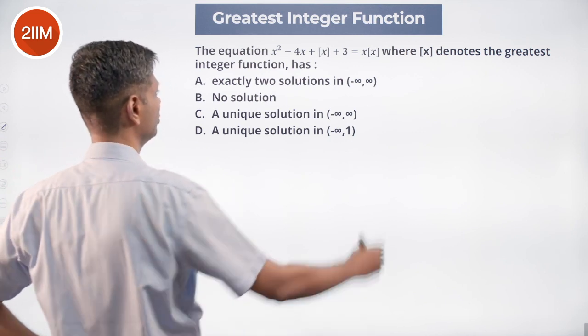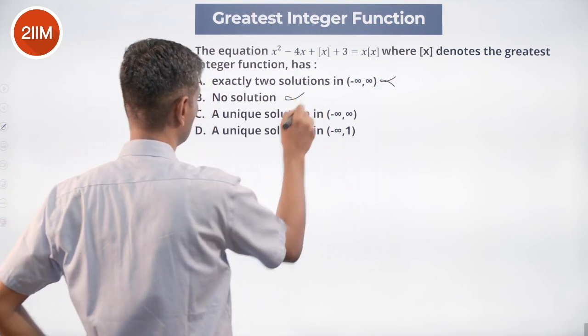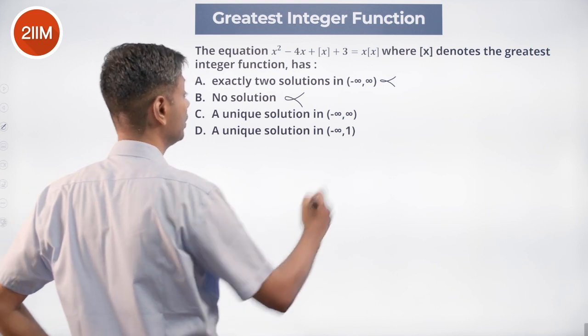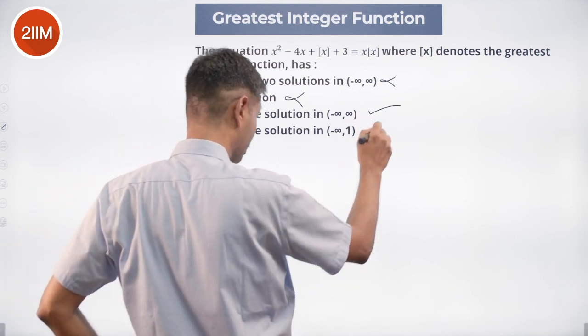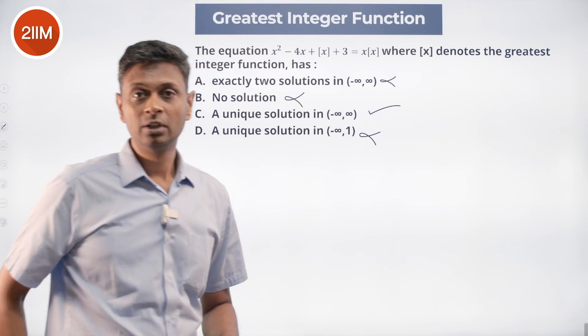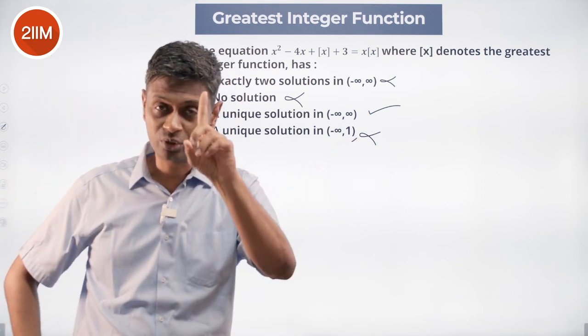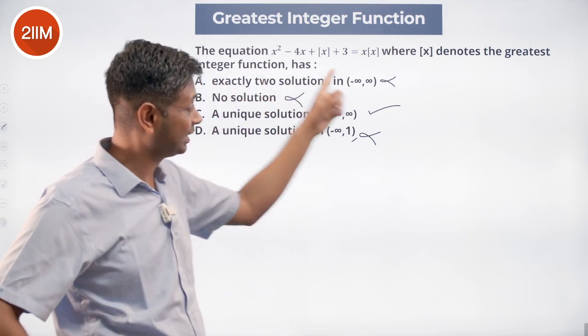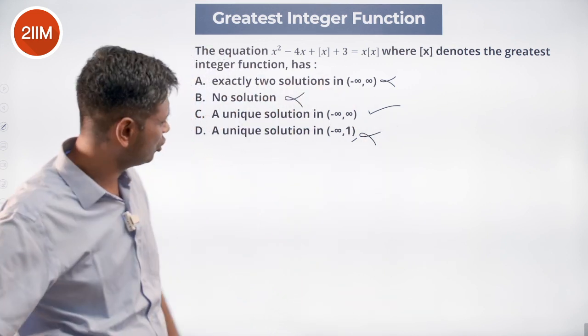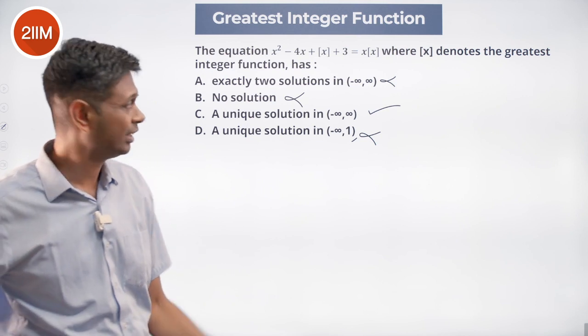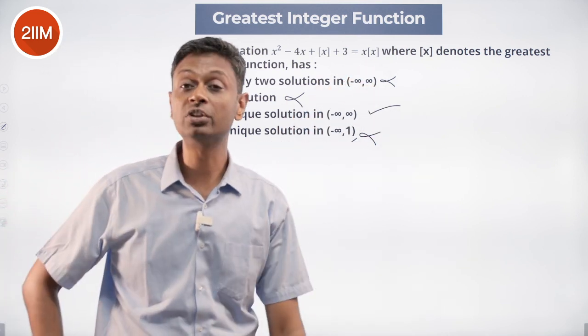Exactly 2 solutions, no. No solution, no. A unique solution in minus infinity to infinity, yes. Unique solution in minus infinity to 1, no. This does not include 1. So there's only one solution. x equal to 1 works. Nothing else works. So there is one solution in the range minus infinity to infinity. None of these work. Answer choice C, C for chocolate.